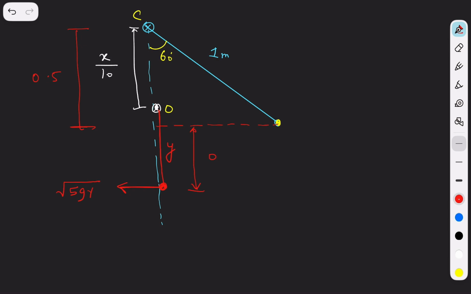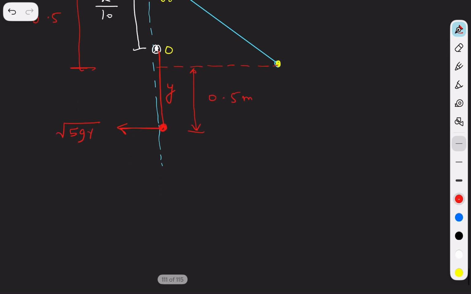So we can say m into g into h, that is 10 into 0.5, is equal to the change in kinetic energy, which is half m v square minus 0.